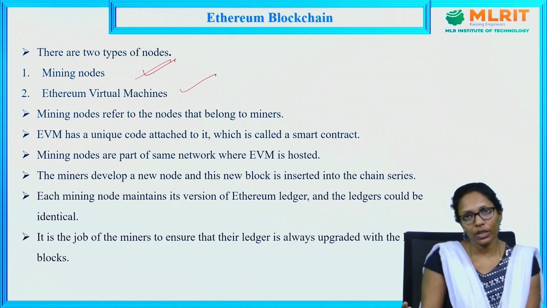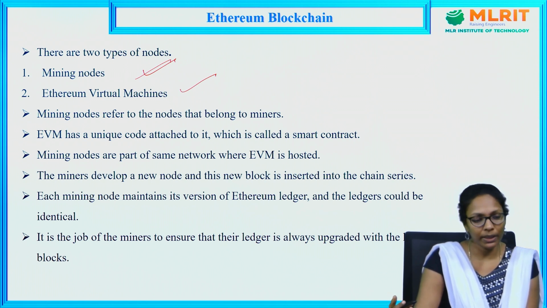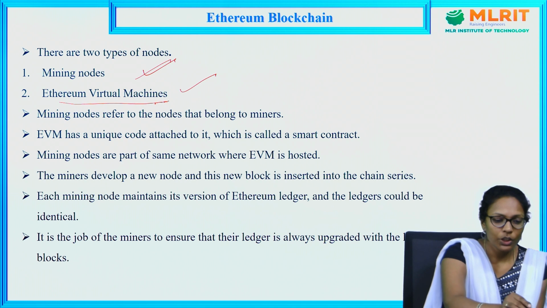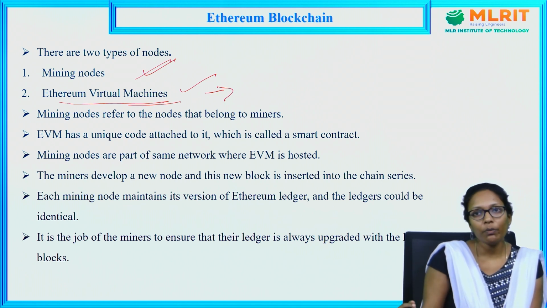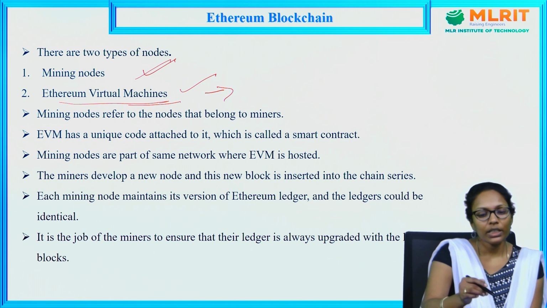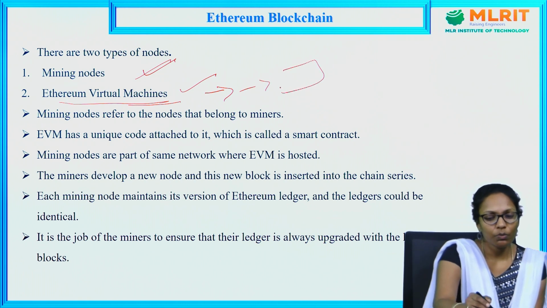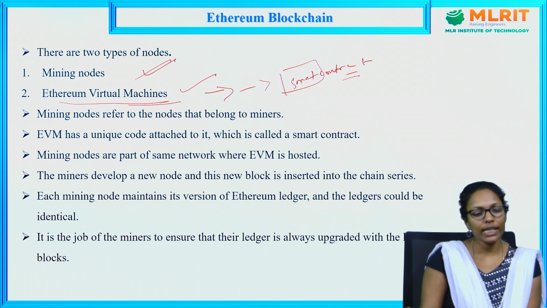Just like in the Bitcoin blockchain, we have some nodes which will propose a block or validate a block. All these things will be done by the mining node. But coming to the Ethereum virtual machine, this is also a node, a special node, which may not be involved in the mining process. It maintains specific code called a smart contract. The node which maintains the smart contract is called the Ethereum virtual machine, and it is not going to be involved in the mining process.